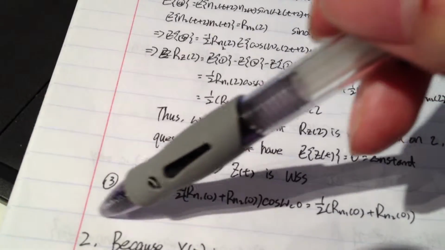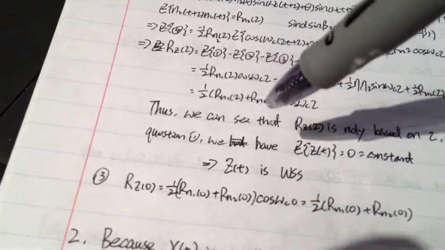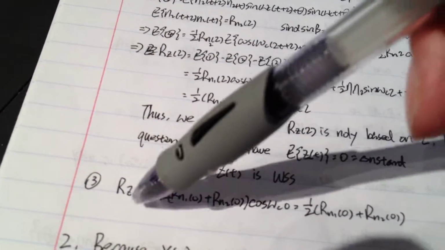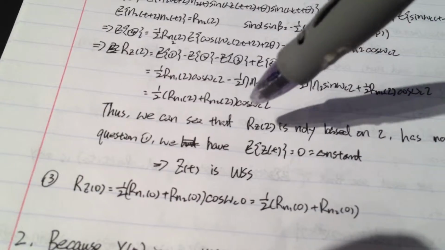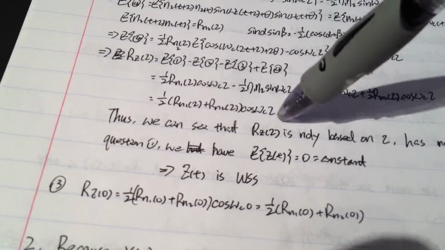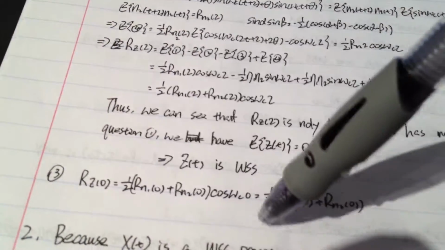And for the third question, we can just change tau into 0 and put it into this equation, and we know the result should equal this part.